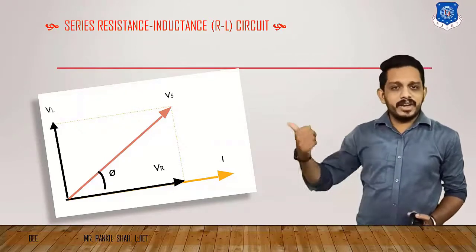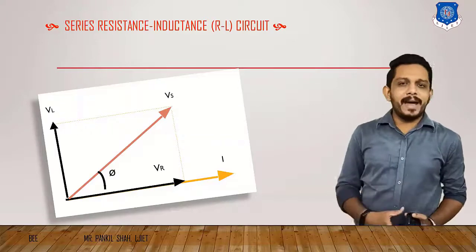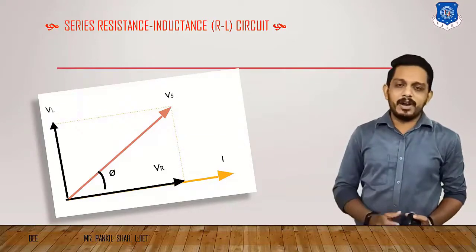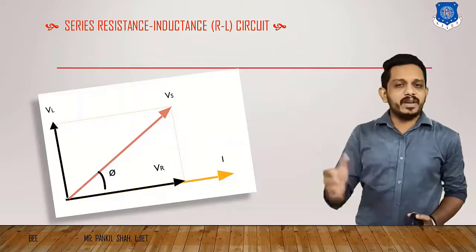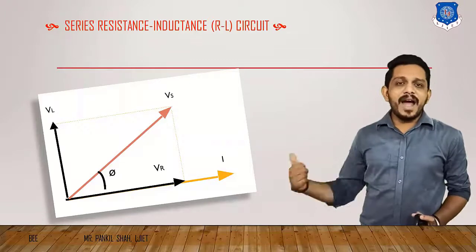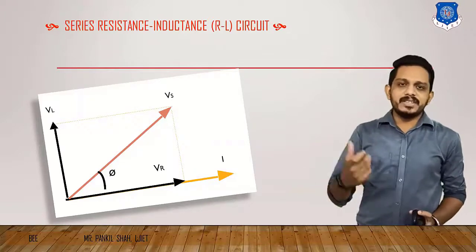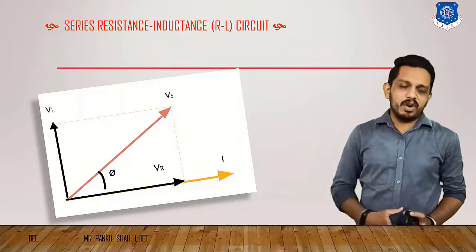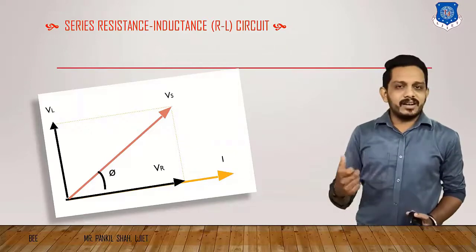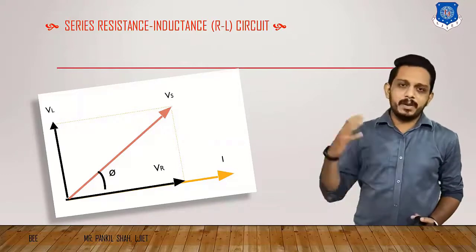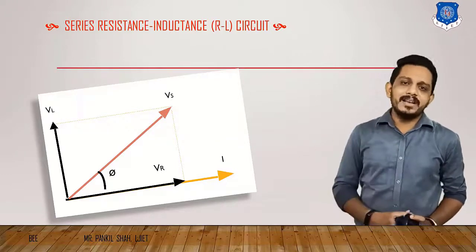And if we join these two voltages by the parallelogram method, then we obtain the diagonal of this parallelogram as the resultant voltage V. And this resultant voltage V makes an angle phi with the resultant current. And this current is behind this resultant voltage, so we can say that the current is lagging behind the voltage. This we have already seen in the previous video of the series RL circuit.